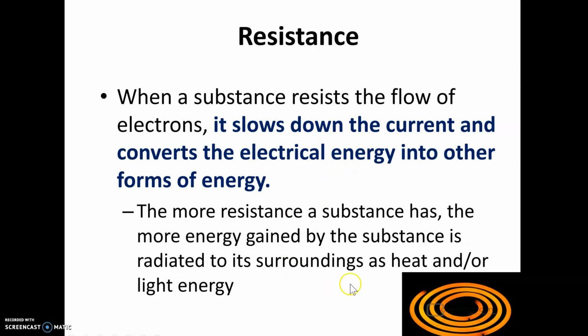So the more resistance a substance has, the more energy gained by the substance. It's radiated to its surroundings as heat or light energy. Like in this diagram here, this is an element of a stove, and people use this resistor for cooking.